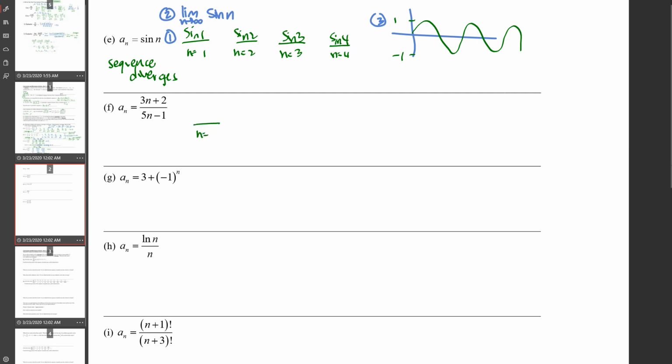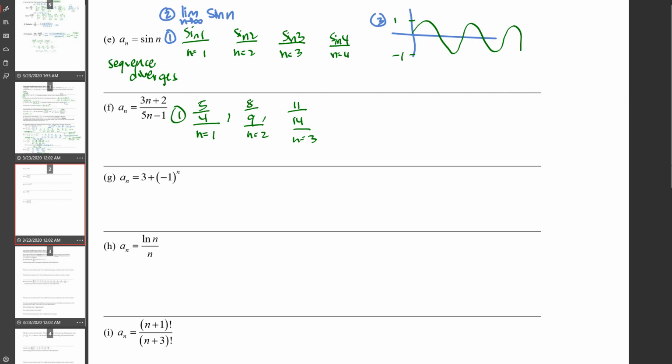Well, I could put in values, n equals 1, n equals 2, n equals 3. Okay, put some numbers in. If I put in 1, I'll have 5 over 4. If I put in 2, I'll have 8 over 9. If I put in 3, I'll have 11 over 14. I'm not sure that this is very helpful to me. Okay, remember the second method we could use.